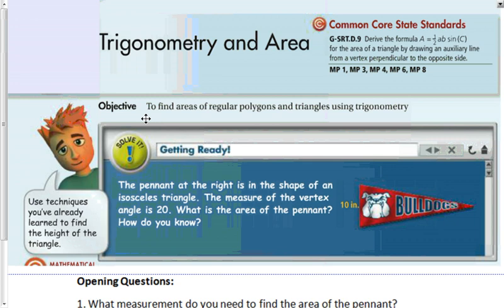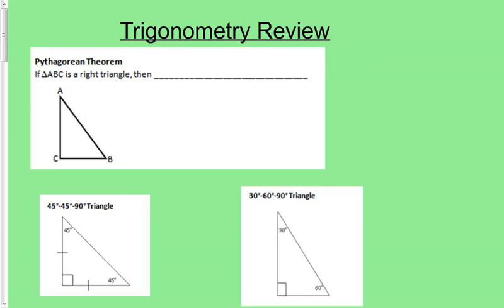All right, in our chapter all about area and perimeter of polygons, we're going to combine two things that we've learned so far: one being trigonometry and one being area in this section. So our objective for this section is to find areas of polygons and triangles using trigonometry. We are going to have to use trigonometry from time to time to help us out with those things. So we're going to quickly review some trigonometry.